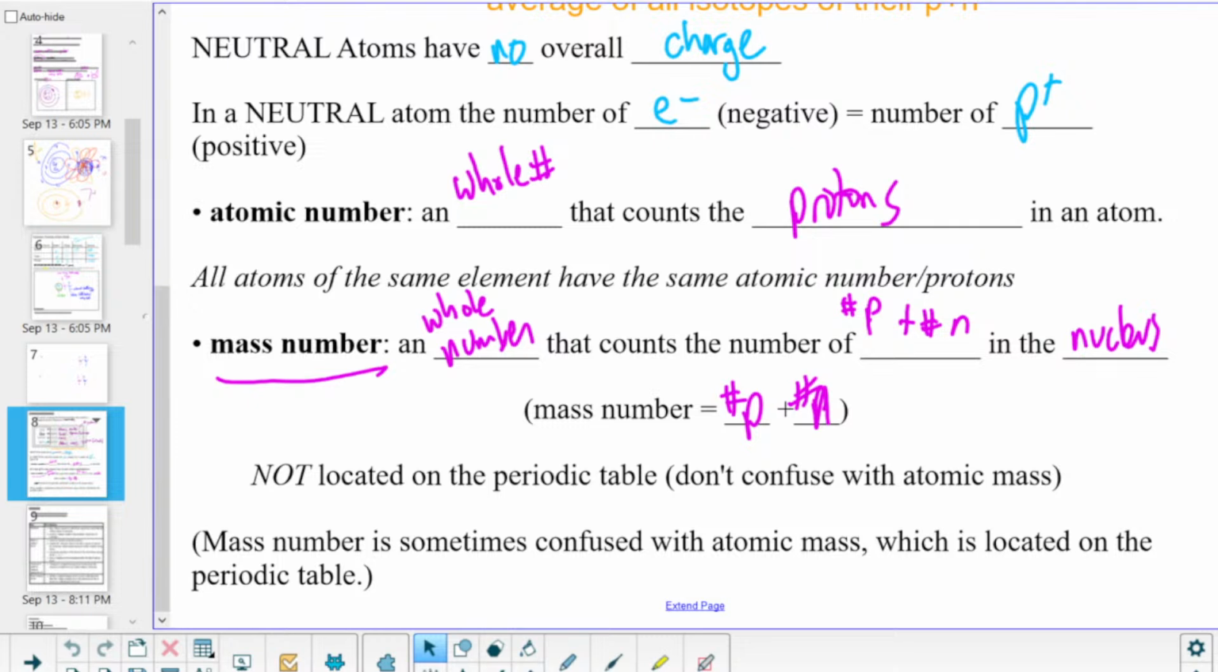So I'm just going to ask you questions then. Do you know which one of these is the neutral one? That one. So this is neutral.